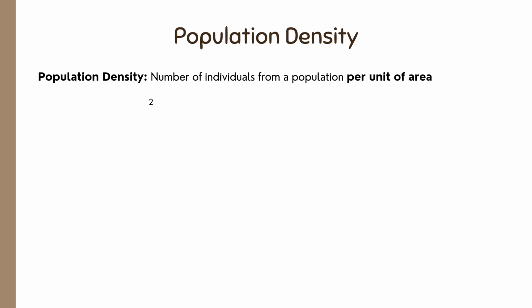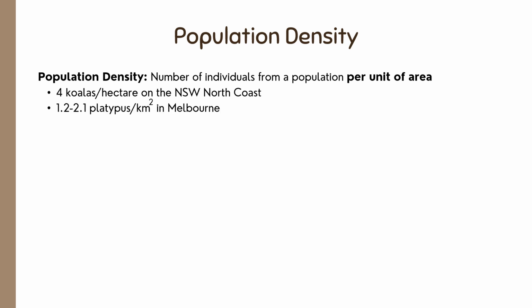The third way you can describe a population structure is by describing its density. So this is the number of individuals from a population per unit of area. So for example, you might have 4 koalas per hectare on the New South Wales North Coast. Or you can have 1.2 to 2.1 platypus per kilometre squared in Melbourne. So this is the number of individuals per unit of area, and this part is the unit of area.